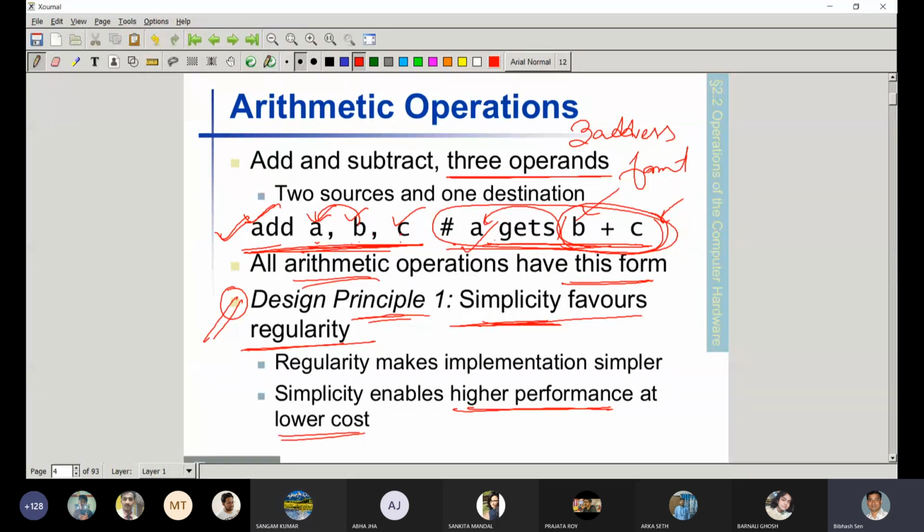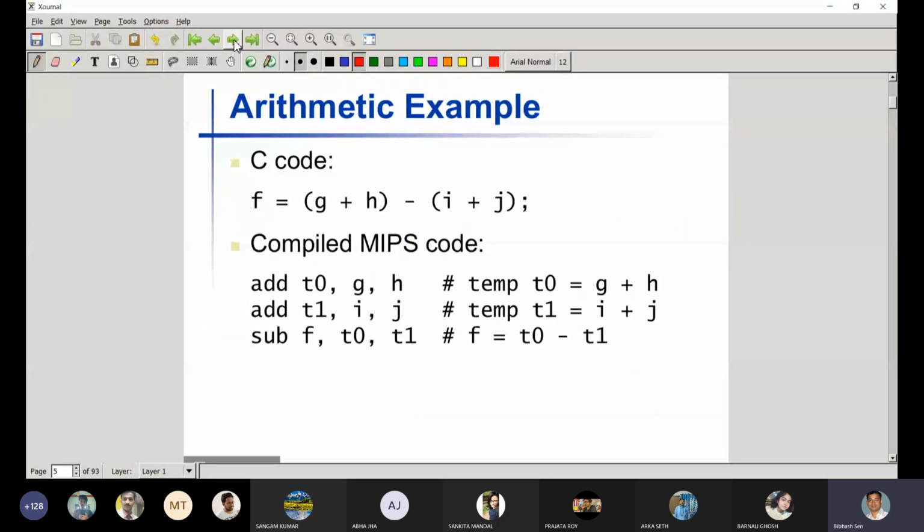Simplicity enables higher performance at lower cost. That is the part I already mentioned. Now you will find the C code. Suppose this is the code you have to implement.